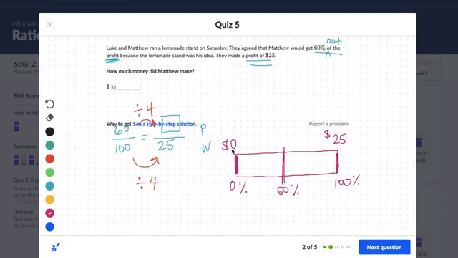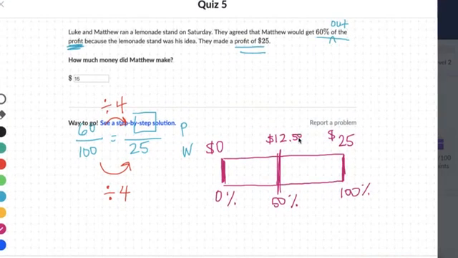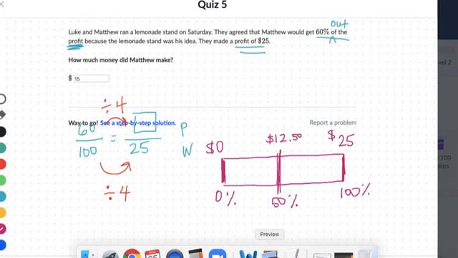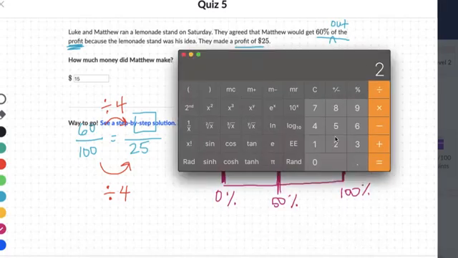0% of the profit is $0. 100% of the profit that they made is $25. So then you're kind of working backwards when you're using a tape diagram. So just like before, if I were to find half of it, it would be, we said $12.50, right? Because we just took 25 and divided it by 2 to split it down the middle. 25 divided by 2, $12.50.